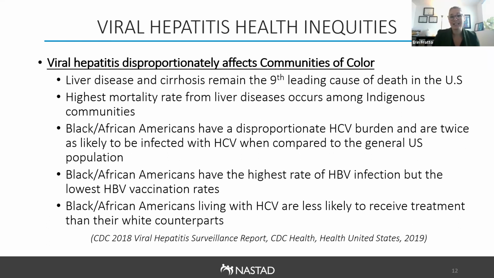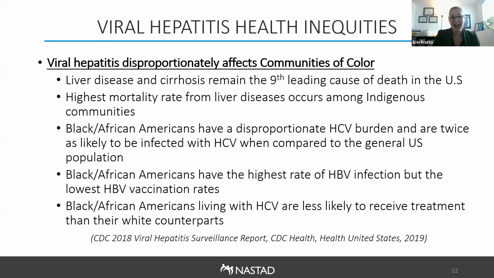In America, the type of healthcare a person receives is significantly influenced by their race, gender, income, ability, and geographic location. Liver disease and cirrhosis remain the 9th leading cause of death in the US. The highest mortality rate from liver disease occurs among Indigenous communities. Black people have a disproportionate Hep C burden and are twice as likely to be infected with Hep C when compared to the general US population.